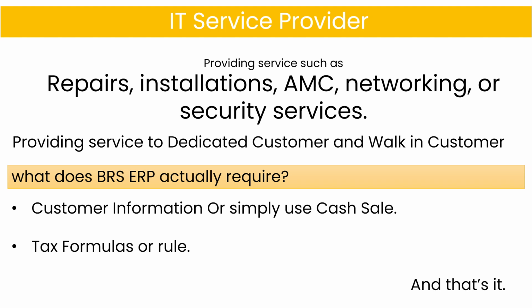So, what does BRS actually require? First, customer information. Track each customer if you want, or simply use cash sale. You need at least one party to start, nothing more. Second, tax formulas. BRS uses flexible tax formulas instead of rigid tax structures. You can create multiple tax rules. You can even apply tax on tax, such as cess. This setup is usually one time and takes around 10 to 15 minutes. And that's it. Now let's see a live demo with dummy data.